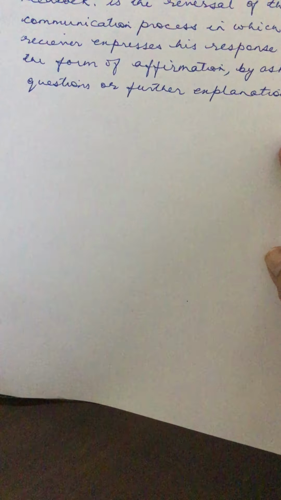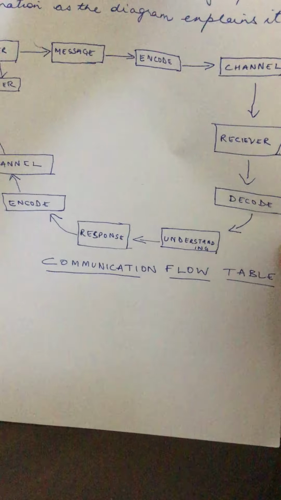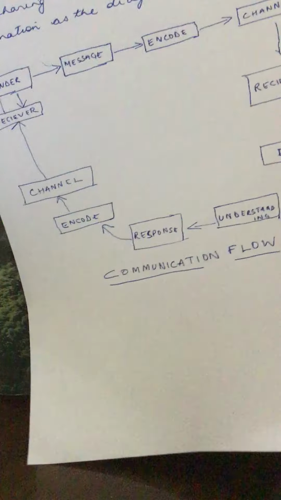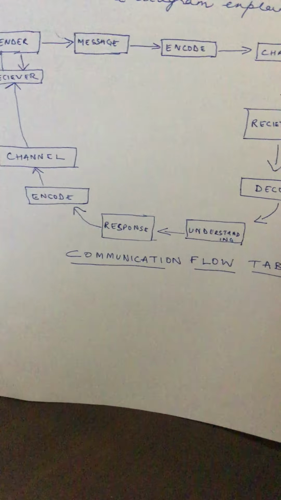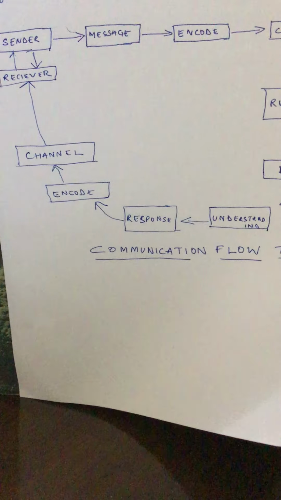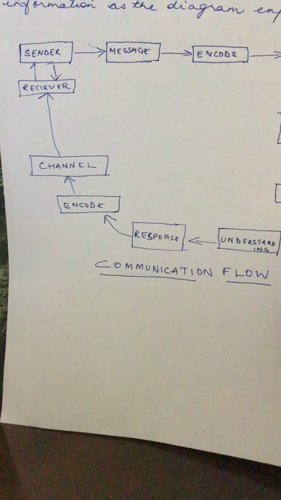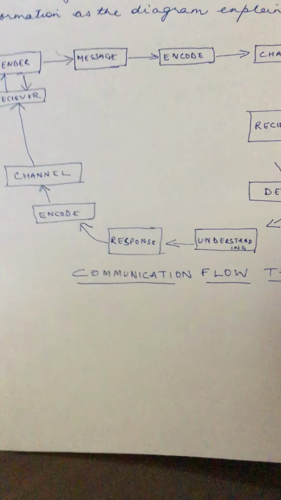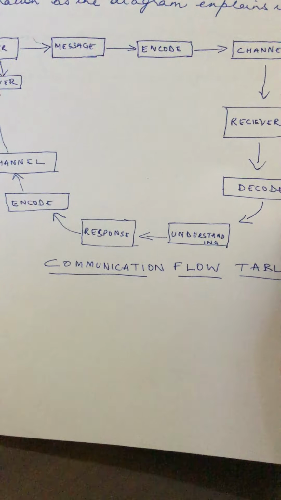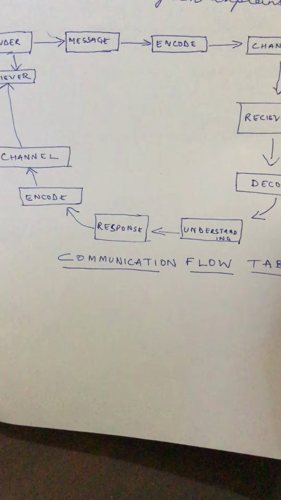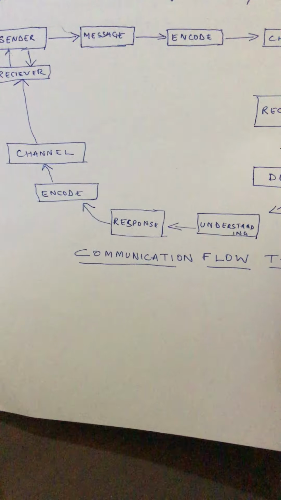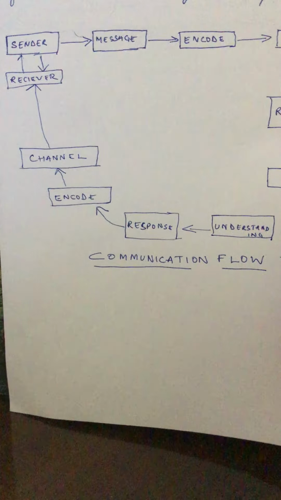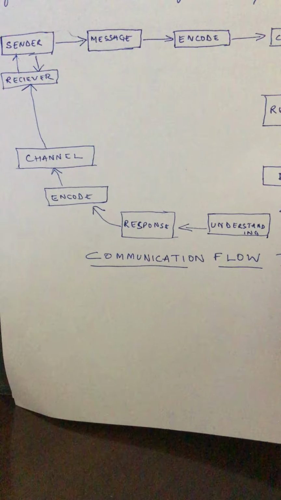Now I think it would be helpful if we can just have a look at the communication table again. So now that we have gone through the various terms, this would make more sense to you. Who the sender is, the person or group who wants to encode the message, then the physical form of the message, then the channel, the receiver who decodes it, understands it, gives his response through encoding and channel, and goes back to the sender. This is how the whole cycle, the communication flow works.